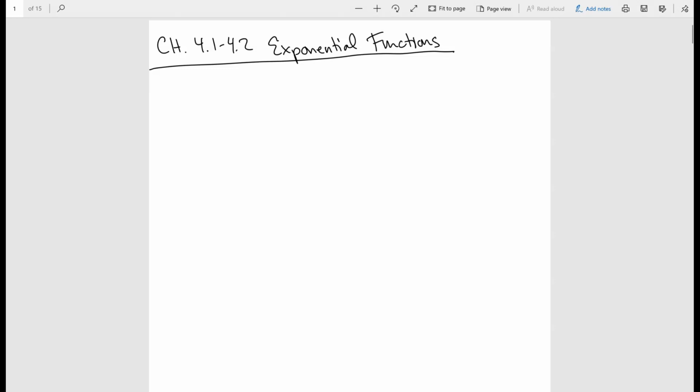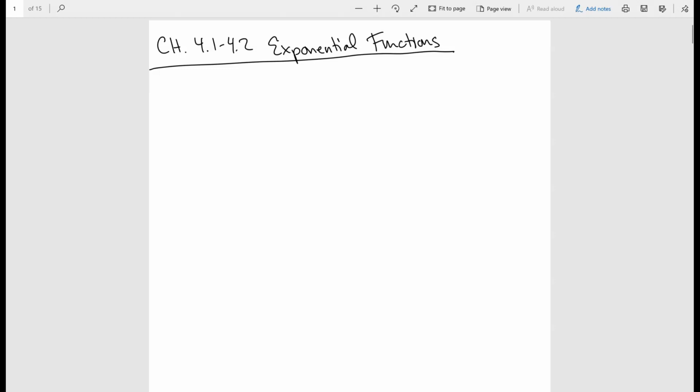This is going to be chapter 4.1 and 4.2, and we will talk about exponential functions. So we've been doing a lot of different types of functions. We talked about linear functions, absolute value functions, polynomial functions, quadratic functions, and rational functions most recently. So now we're going to talk about exponential functions. This is probably going to be review for many of you, but here it is.